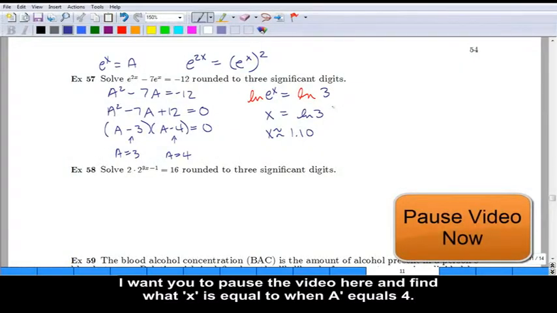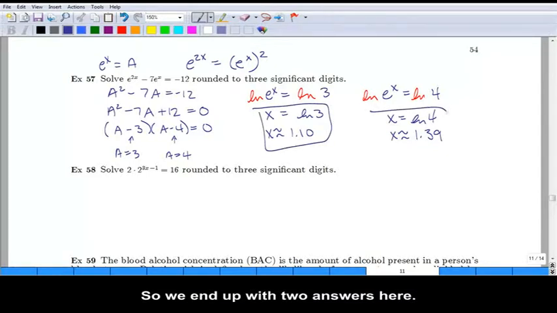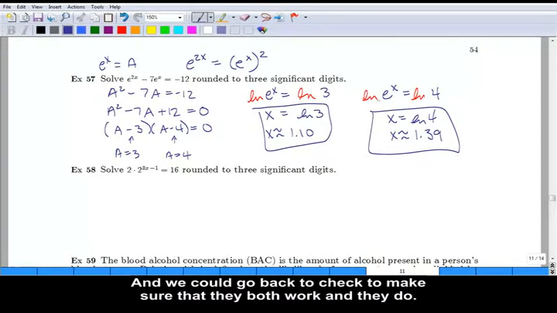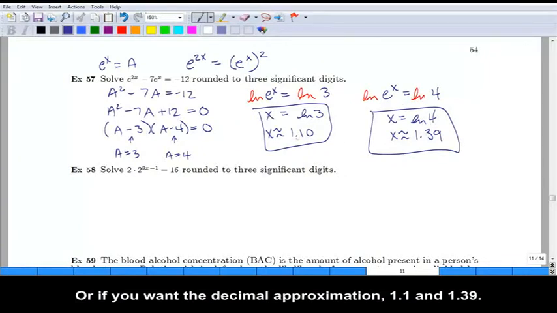I want you to pause the video here and find what x is equal to when a equals 4. In this case, you should have ended up with x being approximately 1.39. So we end up with 2 answers here, and we could go back to check to make sure that they both work, and they do. So we have either the natural log of 3 and the natural log of 4, or if you want the decimal approximation, 1.1 and 1.39.